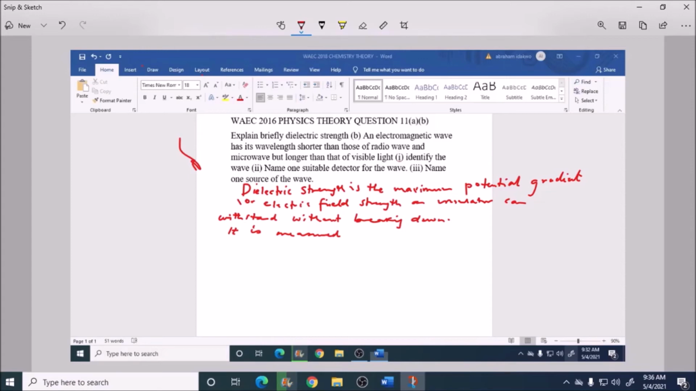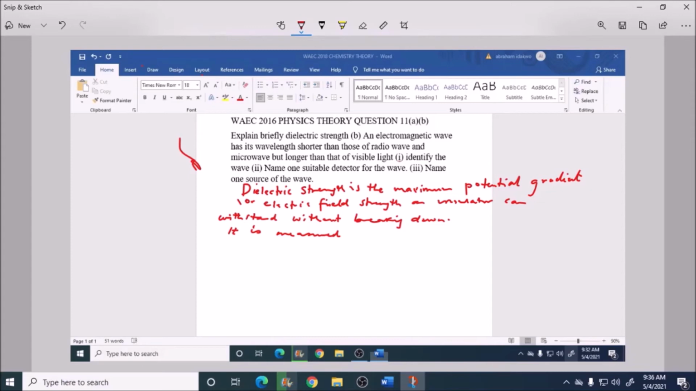Okay, now the B part of the question says that an electromagnetic wave has its wavelength shorter than those of radio waves and microwaves but longer than that of visible light. Identify the wave. Now the wave is infrared wave.